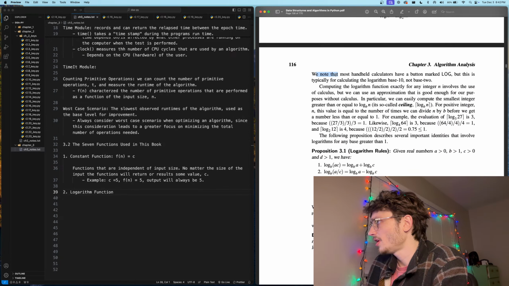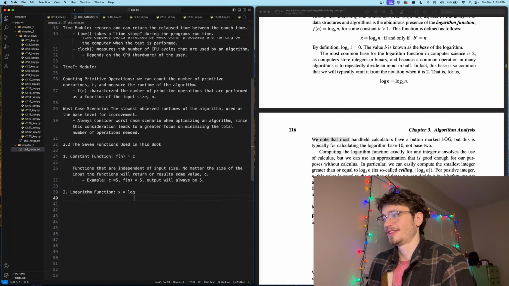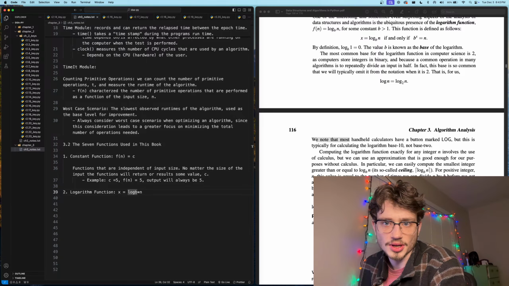Okay, let's write this down actually. So the logarithm function, I don't know how I'm going to write this. x is equal to log b, log, I don't know how I'm going to write this. Maybe I have to go like this. No, that won't work. Log b times n.